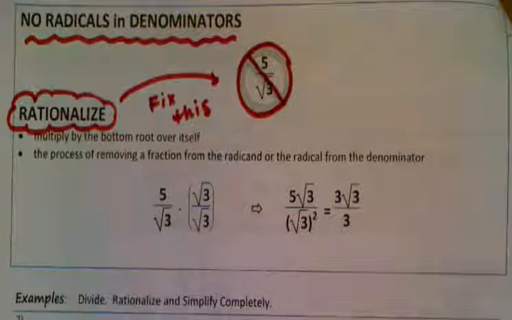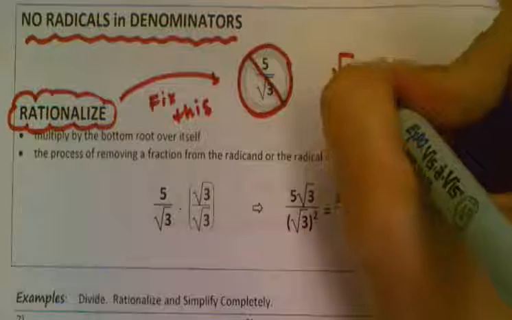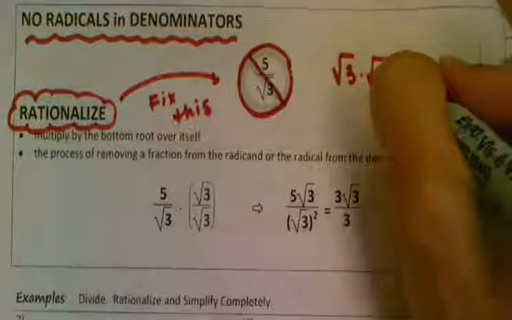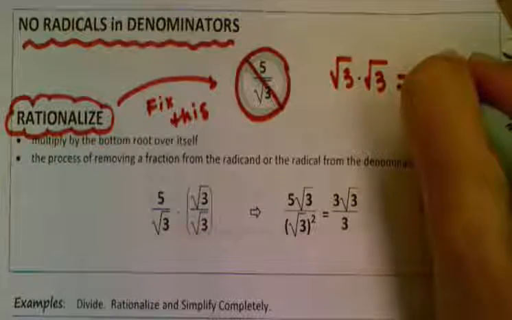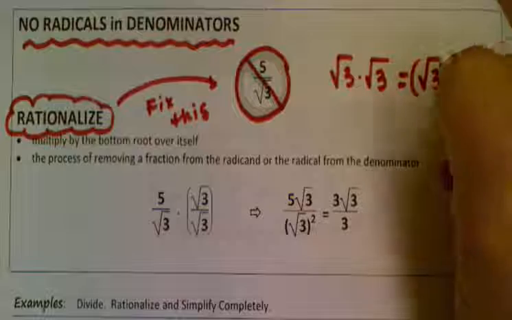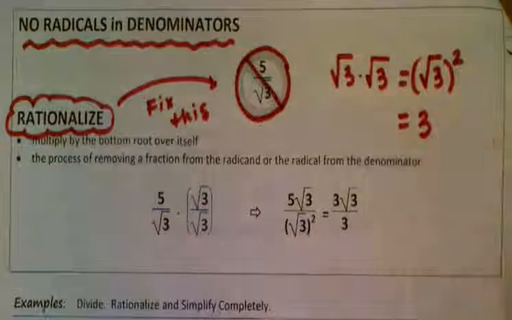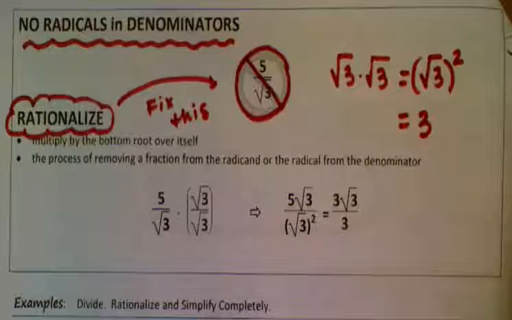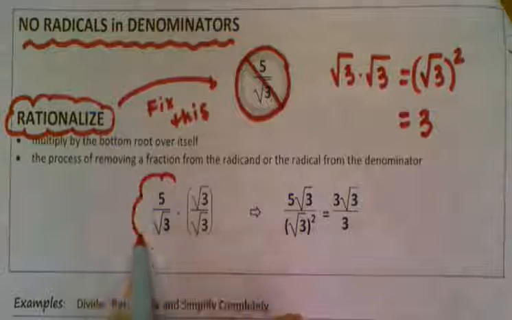Okay, so the way that we do that is we can take the radical from the denominator, and if we multiply the square root of 3 times the square root of 3, we have the square root of 3 squared. And remember that squaring and square rooting will cancel each other out, so we just end up with 3, so we can get rid of our radical. So that's the idea behind what we're doing right here.